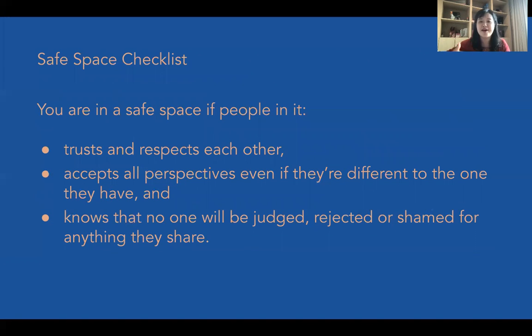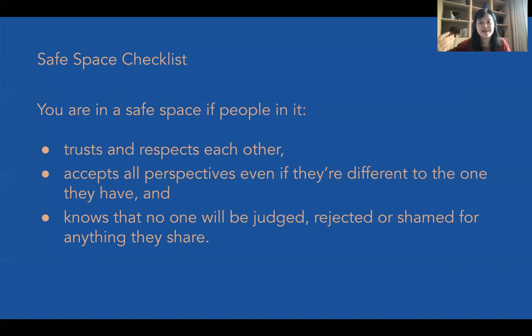You are in a safe space if people in it trust and respect each other, and accept all perspectives, even though they're different from the ones they have. And you know that no one will be judged, rejected, or shamed for anything that they share, right? Even if we are not the target of some behaviors and activities, if we see other people being bullied or judged, subconsciously we know that this is not a safe space, because if things can happen to other people, it can happen to us as well, right?